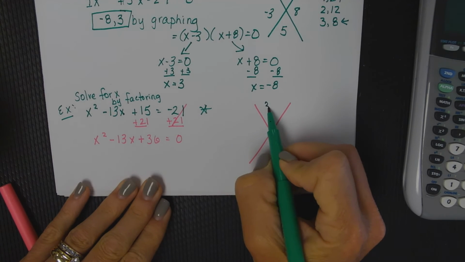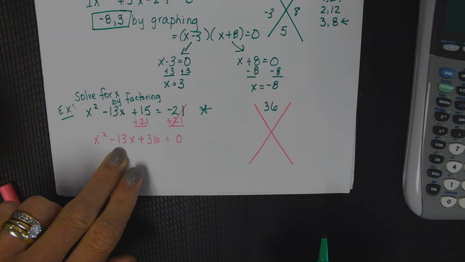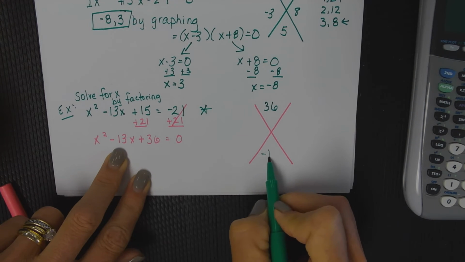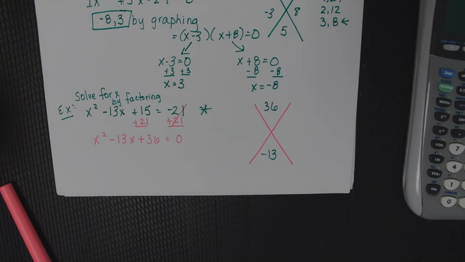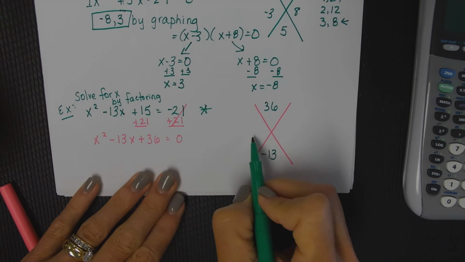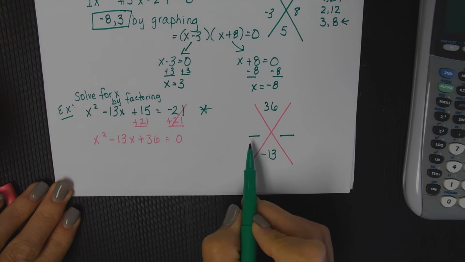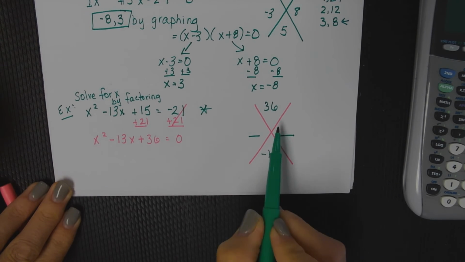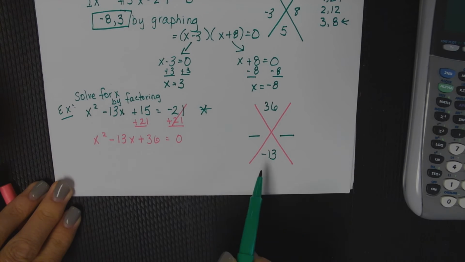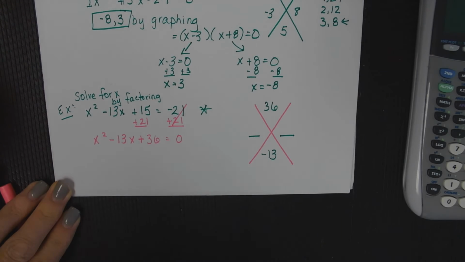You need factors of 36 that add up to what number? Negative 13. Make sure you focus on that negative. What are the two numbers here? What two numbers multiply to give you positive 36 but add up to negative 13? Negative 9, negative 4. Right, thank you.